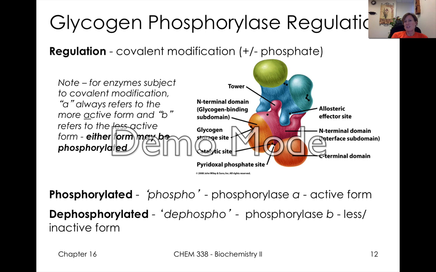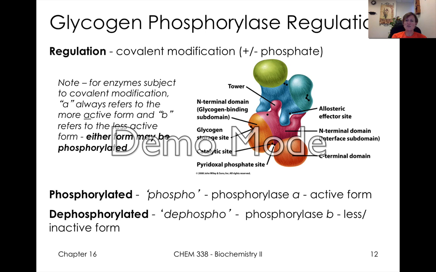All right, so we're going to spend some time talking about how we regulate glycogen phosphorylase. Importantly, glycogen phosphorylase is regulated by covalent modification. We've already learned this. Remember chapters 12 and 13 when we learned about kinetics and then we talked about cell signaling? We learned about the importance of phosphorylating phosphorylase. Remember that? Okay, so we're going to revisit that and begin putting all of these pieces together.